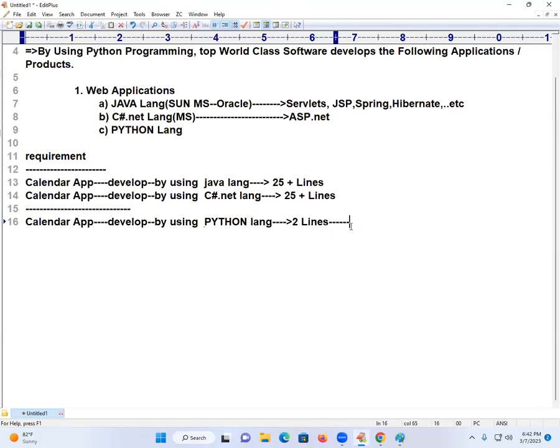Libraries. So Python will provide less coding, and more meaningful applications can be developed. More meaningful applications will come, due to libraries. Libraries in Python are called what?